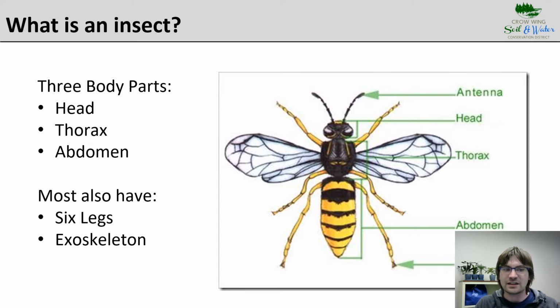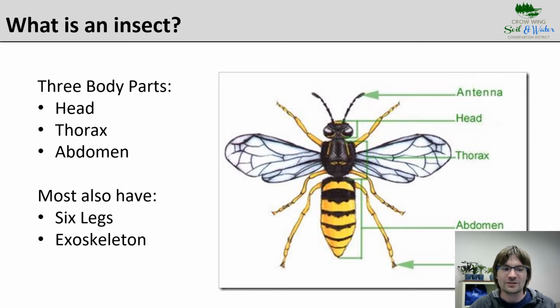An insect is going to have three main body parts: the head, the thorax, and the abdomen. On the head you'll find the eyes, antennae, and mouth. The thorax is what attaches all 6 legs to an insect, and the wings. Insects will also have what is called an exoskeleton, which means the skeleton is on the outside of their body, forming a sort of shell.